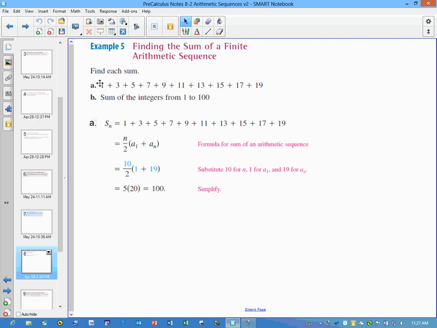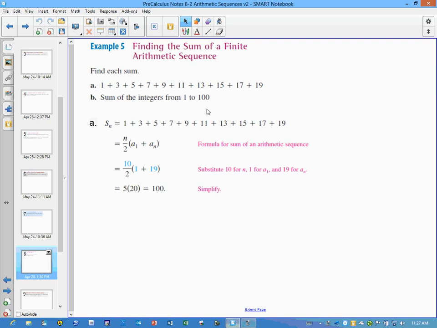a sub 1 is the first term, which is 1, and a sub n, the last term, is 19. Then when we evaluate that, 1 plus 19 is 20. 10 divided by 2 is 5, so 5 times 20 is 100. So those terms all add up to 100. The next one is to add the sum of the integers from 1 to 100.